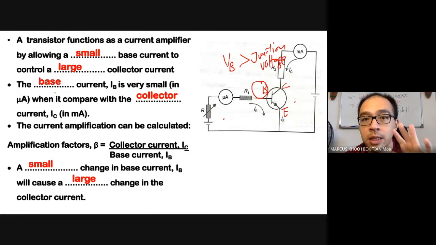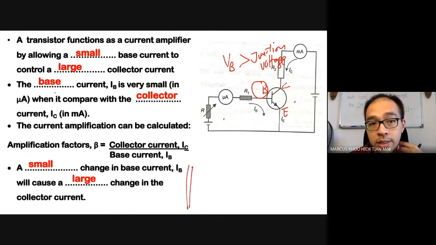Ini mesti kita fahami ini. And this is the amazing thing, that such a small thing controls such a big thing. After that you can calculate the current amplification and so on. But this is probably the most important thing we need to understand: a small change in the base current will cause a large change in the collector current.